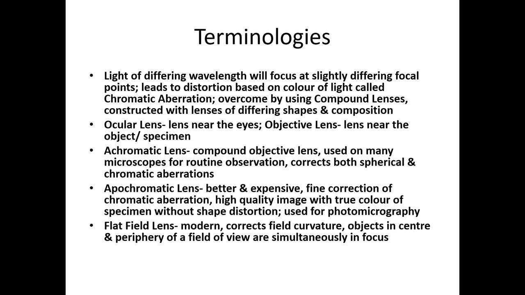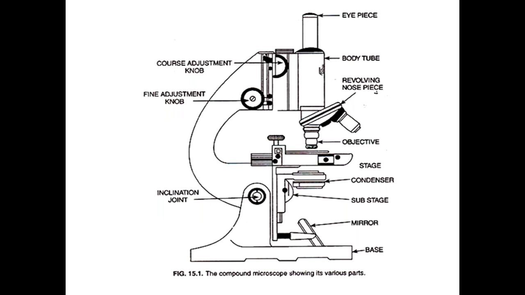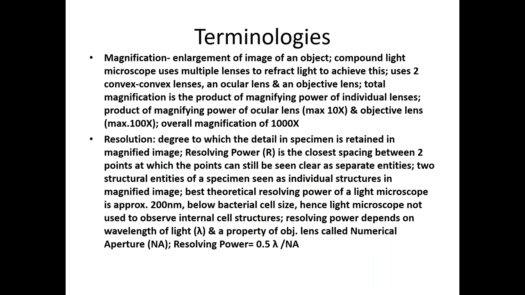Then the types of lenses usually present in a microscope: ocular lens, objective lens, condenser lens. Then different types of combo lenses used in microscopy: achromatic lens, apochromatic lens, flat field lens. Then the basic structure of a microscope, how it looks, the various important parts and their functions. Till here we discussed in the first class.